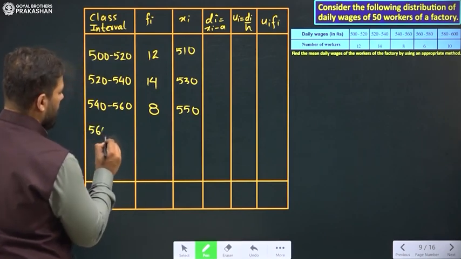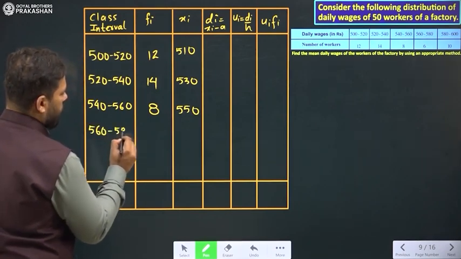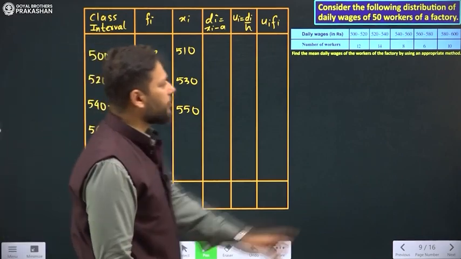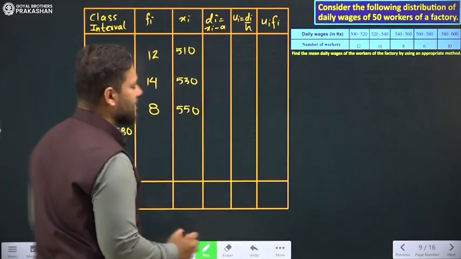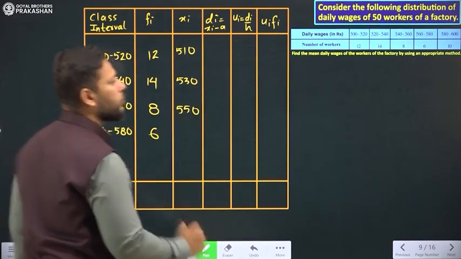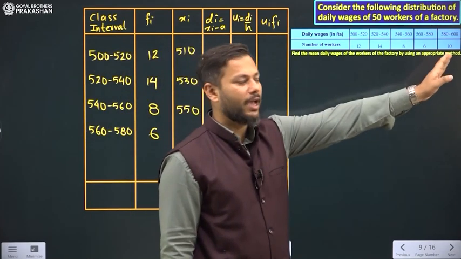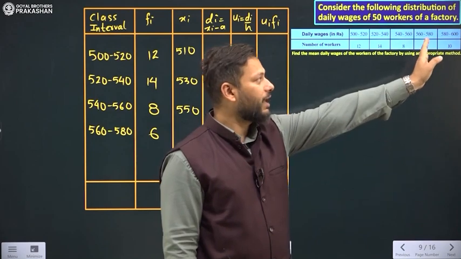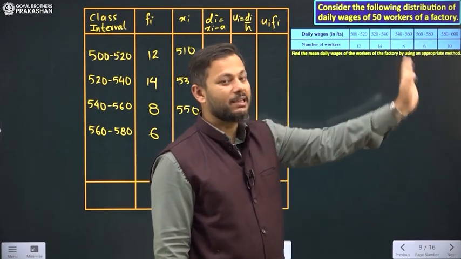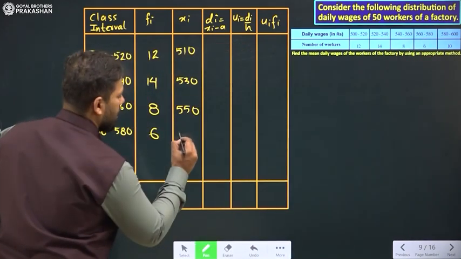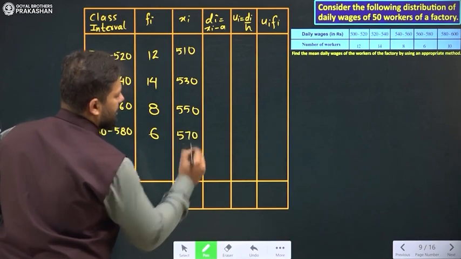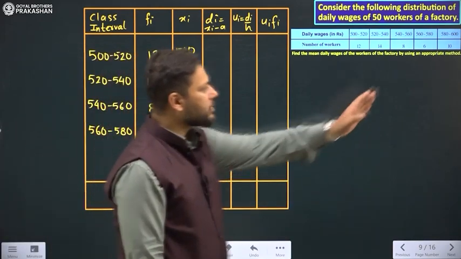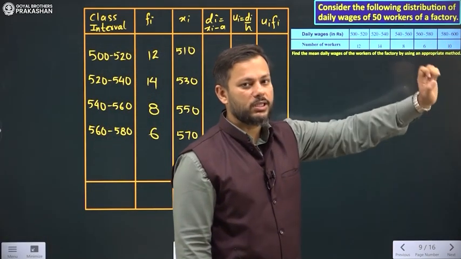Moving ahead, we have the next class interval as 560 to 580. Let us write it. 560 to 580. And what is its frequency? Its frequency is 6. And what is going to be its class mark? You have to add the upper limit and lower limit and divide by 2. So 580 added with 560 divided by 2 gives us 570.